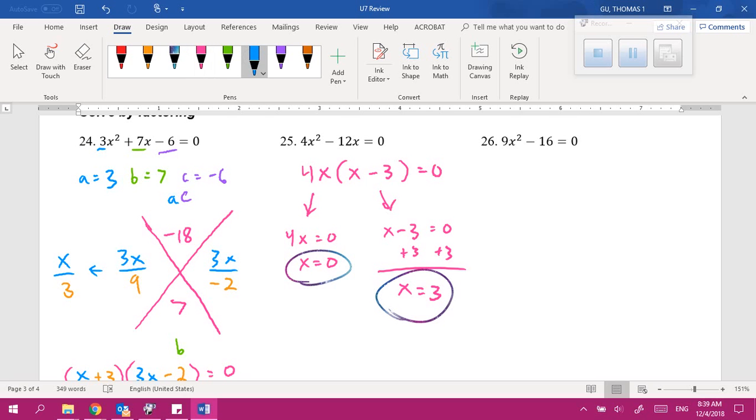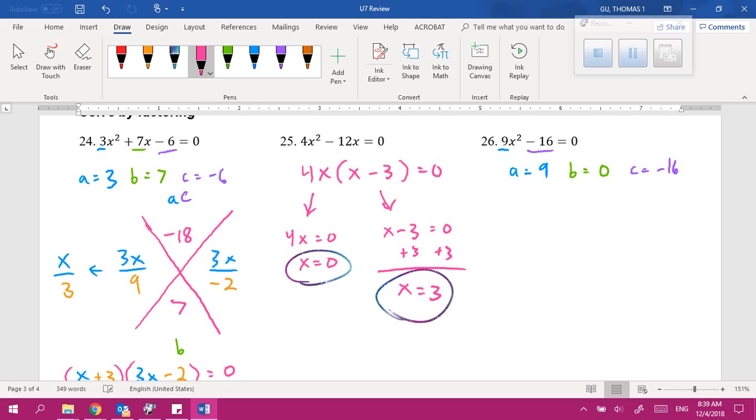So what is the a here? 9. What's the b here? 0. Why'd you say 0, not negative 16? Because there's no x. B has to be in front of the x. You don't see the x term here, so b is 0. So that means c is that negative 16.